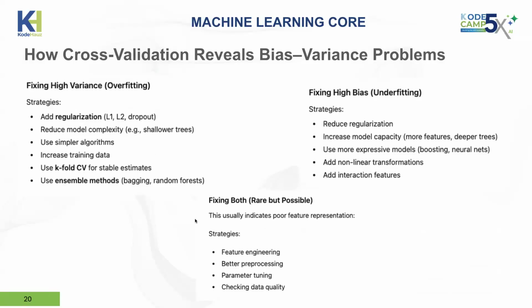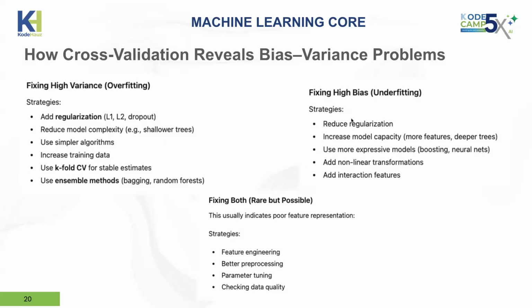Then, yeah, I already talked about some strategies to fix such things. For high variance, for overfitting, you add regularization. We're going to talk about regularization when we resume and talk about neural networks. We are going to talk about L1, L2, dropout, and all of that. Those really matter a lot more when you are training neural networks. Then you can also reduce model complexity, use a simpler algorithm, and so on.